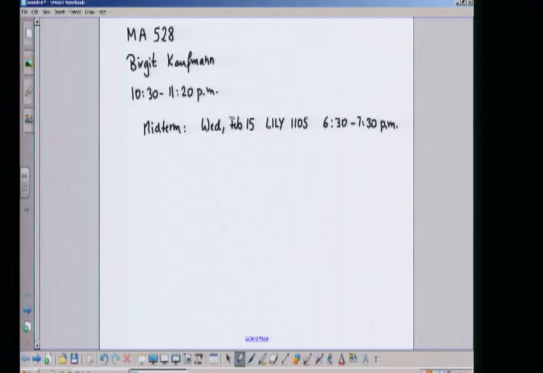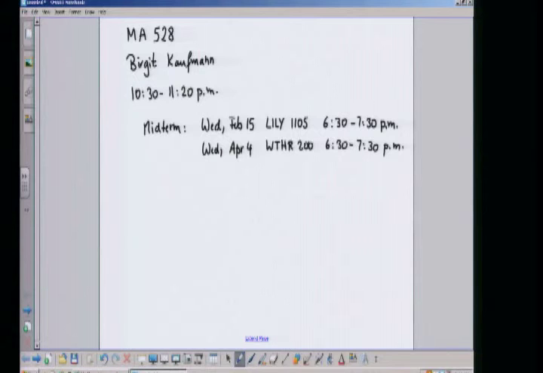And then we will have another one, which is also on a Wednesday, April 4th. And this is in a different room. So it's WTHR 200. And it is at the same time, 6:30 to 7:30 p.m. Okay? So I'll tell you more about the exams when we approach that time.